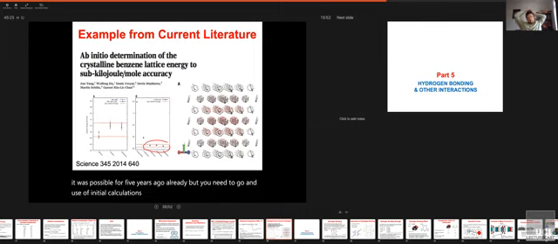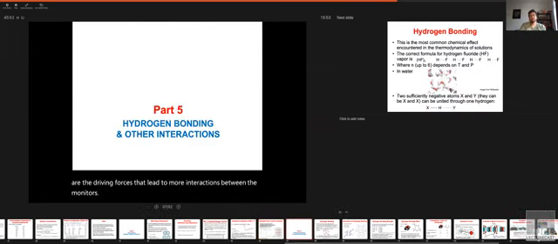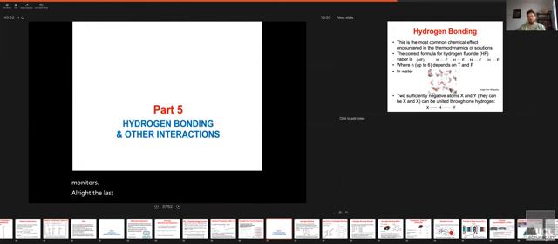So the parameters, the type of potential that I have discussed so far, are very crude representations, much cruder compared to the outcome of an electronic structure calculation. So the message is all of these are approximations. Keep that in mind, but they hopefully help us to understand what are the driving forces that lead to interactions between the molecules. All right, the last part has to do with hydrogen bonding.